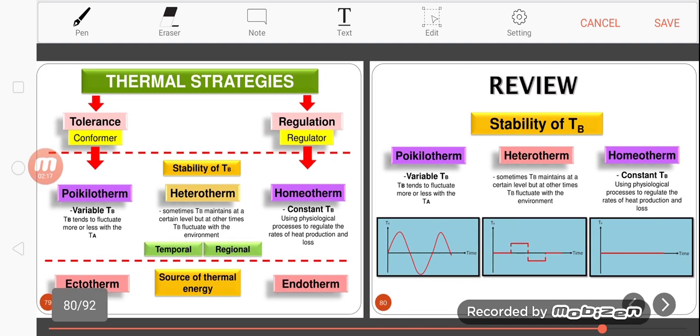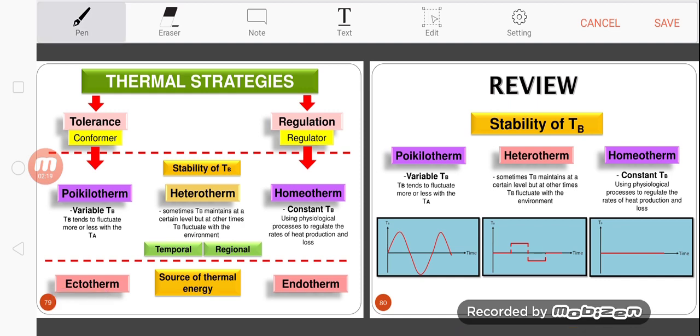So the two major thermal strategies: whether the animal is a conformer, or tolerant, or the animal is a regulator. Conformers or tolerators usually have variable body temperature, because these animals are poikilotherms and follow the ambient or environment temperature.